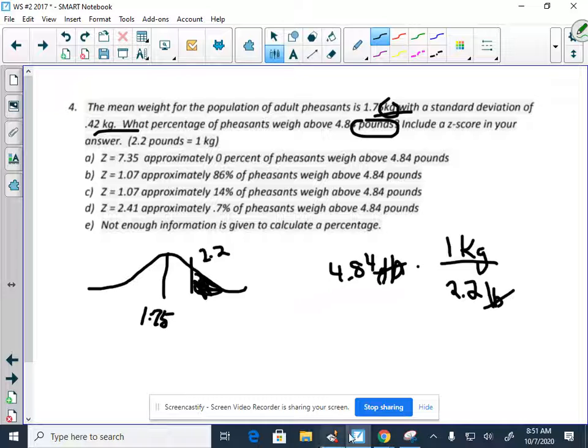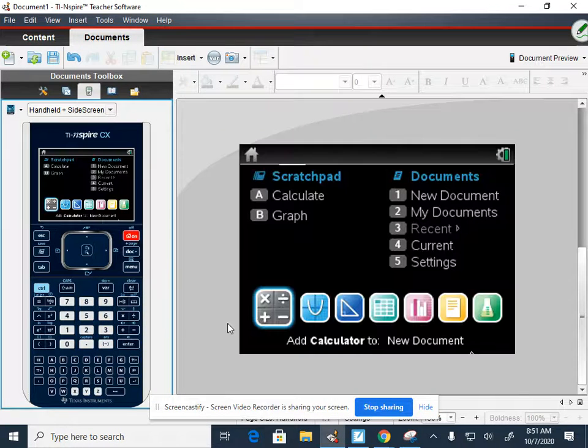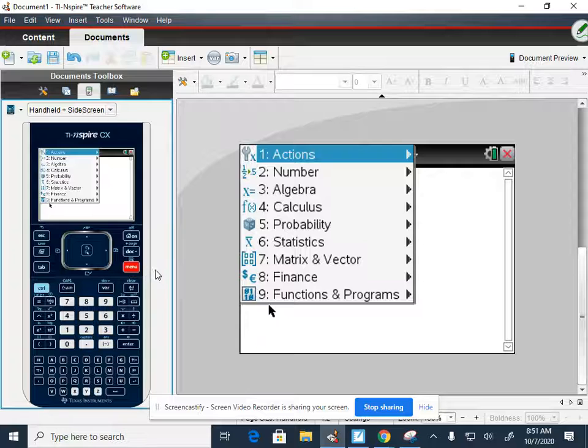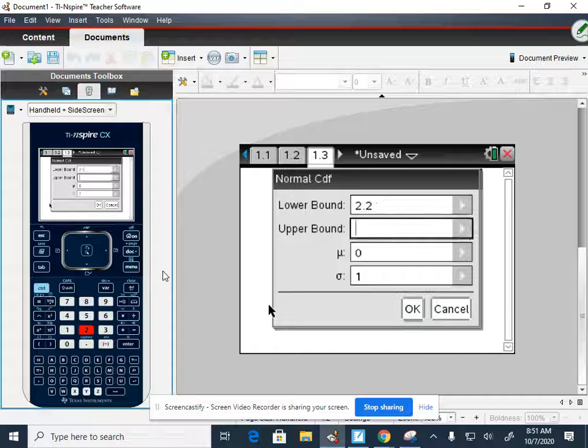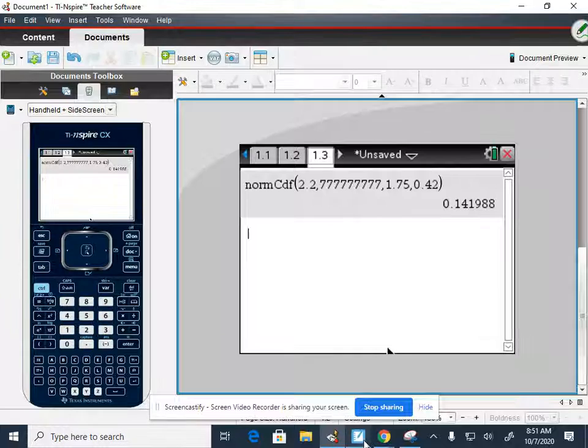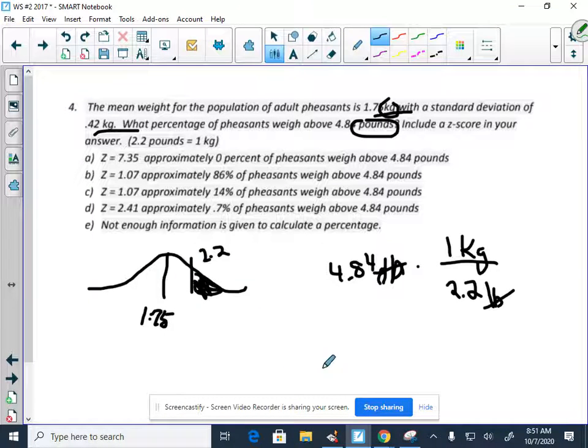Now let's find this area. So I'm going to use the shortcut method. This is really kind of what you would want to use on the test anyway if you have this type of question. I'm going from 2.2 to infinity. Now again, infinity can be lots of sevens. That's a really big number. The big number doesn't really matter. Down here, our mean is 1.75, and it said our standard deviation is 0.42. You can calculate the z-score, but you do not have to. So you get 0.142, which is our percent.